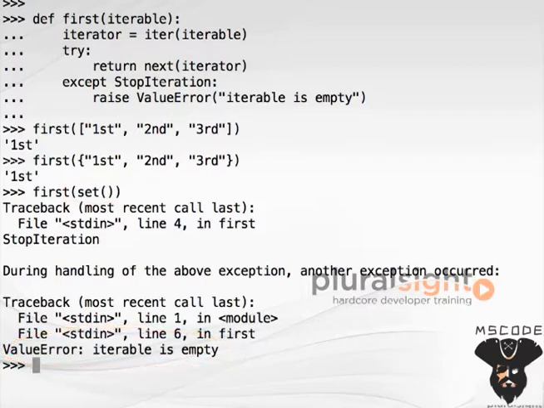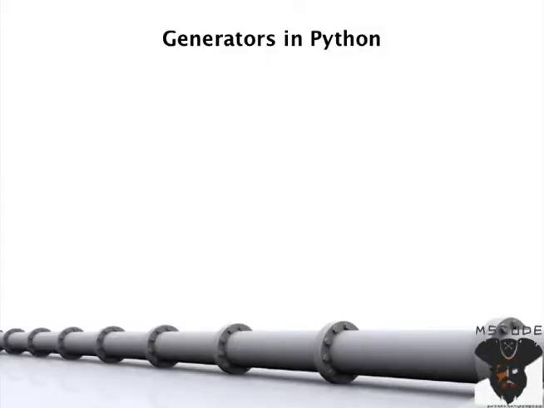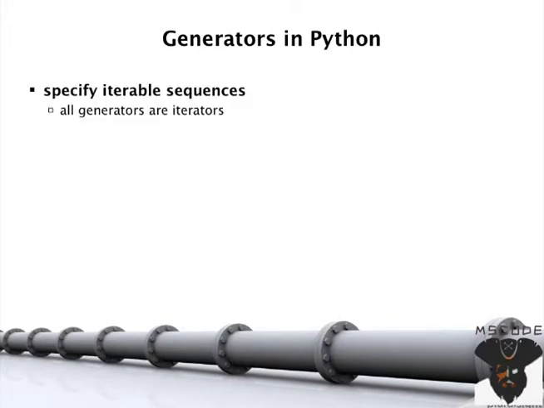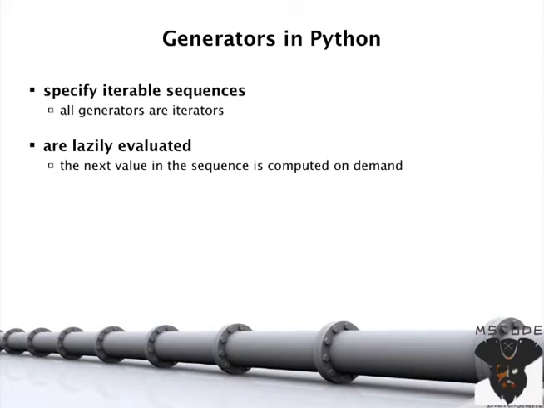It's worth noting that the higher level iteration constructs such as for loops and comprehensions are built directly upon this lower level iteration protocol. Now we come on to generator functions, one of the most powerful and elegant features of the Python programming language. Python generators provide the means for describing iterable series with code in functions. These sequences are evaluated lazily, meaning they only compute the next value on demand.